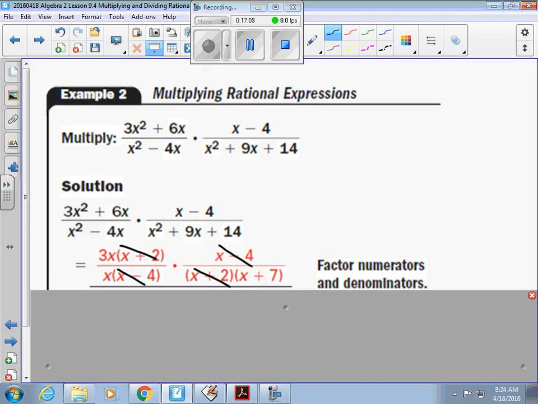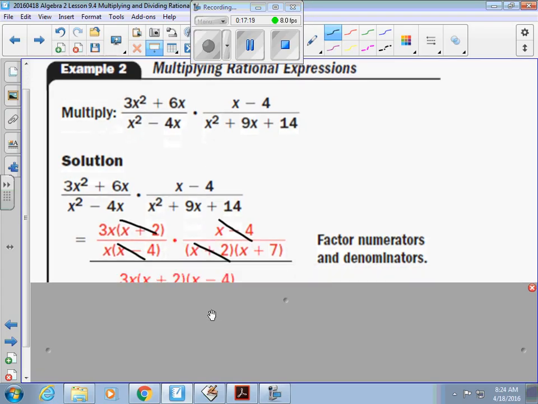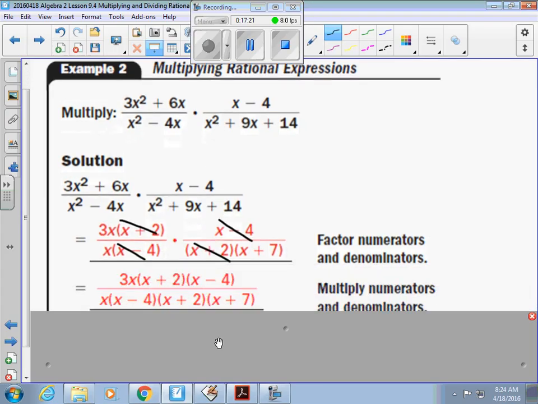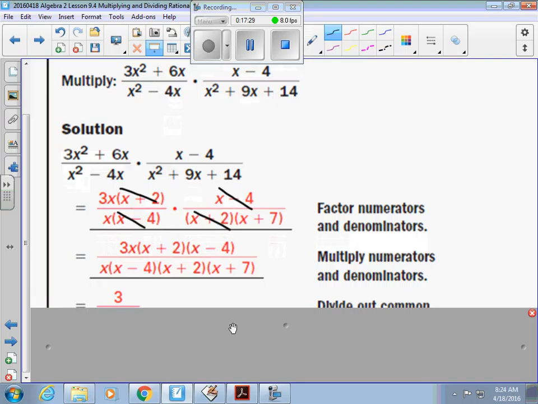So now look what we're left with on both the top and the bottom. We're left only with 3x at the top in the numerator, and we're left only with x times x plus 7 in the denominator. So all of that, all it did was put them together. What I told you a second ago is anytime something's exactly the same, you can cancel it out. So you don't have to wait till the end.